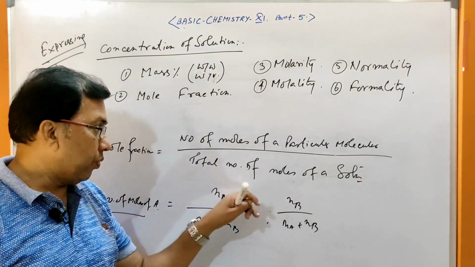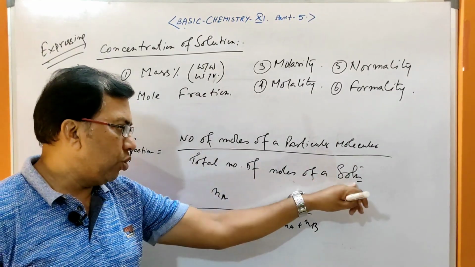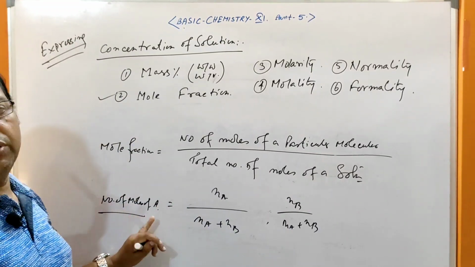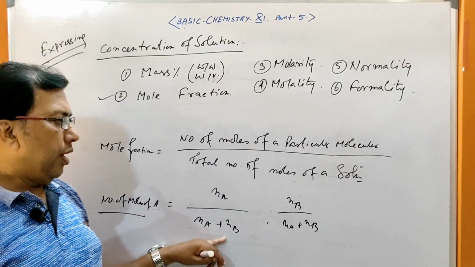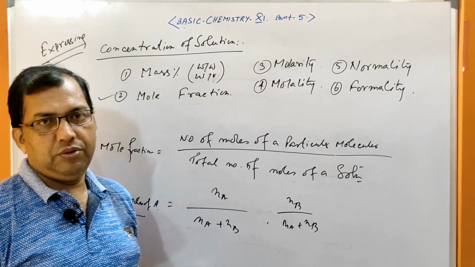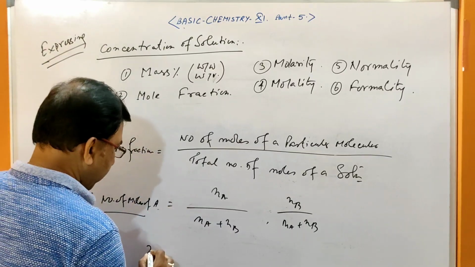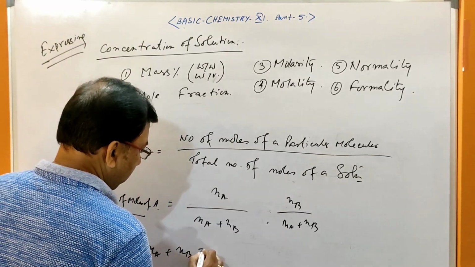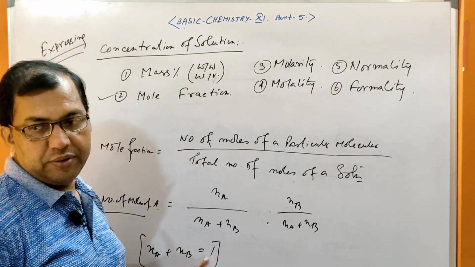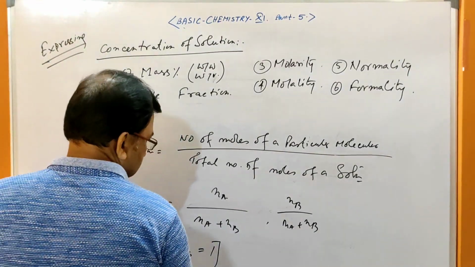Number of moles of a particular molecule means solute, over the total number of moles of solution. Solution means solute plus solvent. This is how you find the number of moles of anything. And one thing you must remember, Xa plus Xb will be 1. In both cases, Xa plus Xb is always 1, not greater than 1. Remember it. Clear? So that is mole fraction.